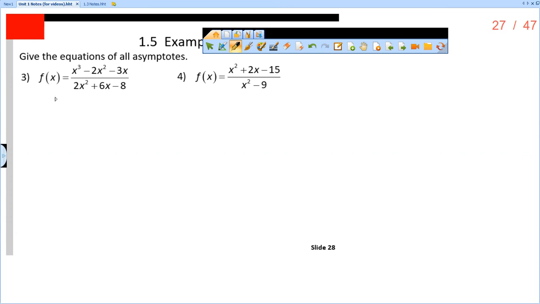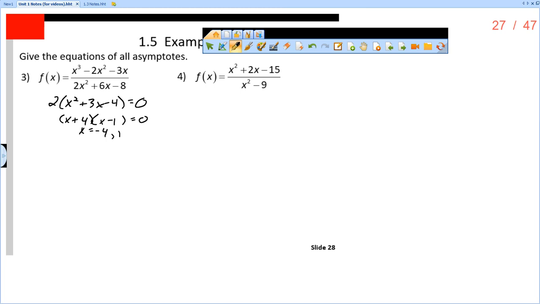So first thing I'm going to do is set the denominator equal to 0, but I'm going to factor out a 2. So 2 times x squared plus 3x minus 4, and I'm going to set it equal to 0. I can divide by 2, and then I can factor the quadratic. This one would factor into x plus 4 times x minus 1, which means that x equals -4 or +1.